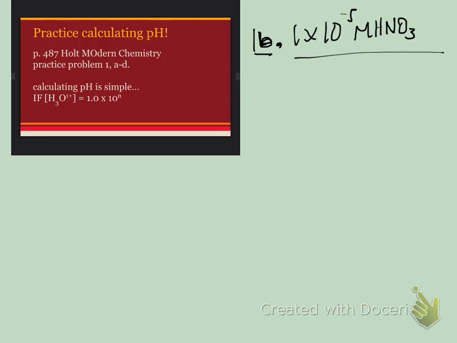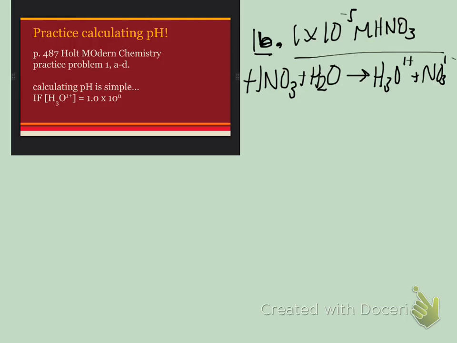Okay, we've been given a 1 times 10 to the negative 5th molar solution of nitric acid. So the first thing we want to figure out is what? Does it dissociate? Does it ionize? How many moles of hydronium or hydroxide are we going to get out of this per mole put in? And what's your answer? So we've got our ionization and we've got our mole ratio. Now we look at the concentration overall, and from that we can determine the concentration of hydronium.